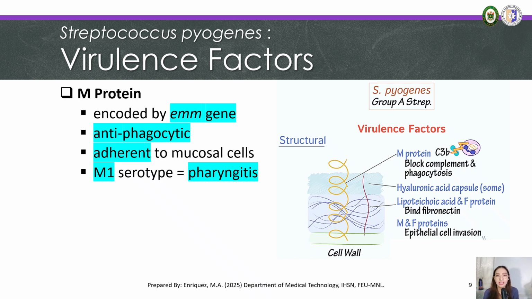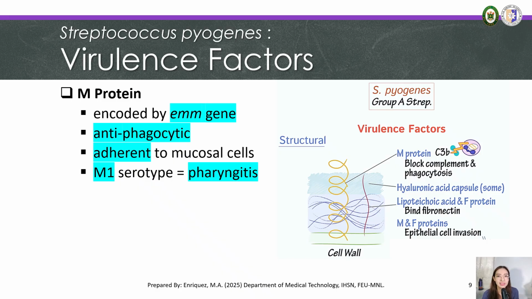So again, when we say that something is structural, it exists within the already made or already developed structure of the organism. So these virulence factors no longer need to be produced by the organism because they are readily found on the cell wall of Streptococcus pyogenes.